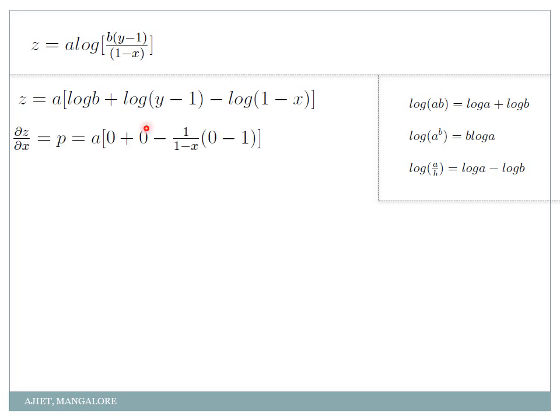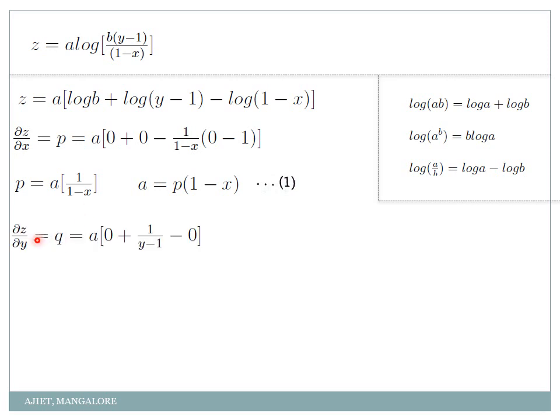First I will go for dou z by dou x, that is nothing but p. a is a constant which is multiplied here, I have kept as it is. Log b, there is no variable, so 0. Log of (y minus 1), there is no x here, so 0. Minus, differentiation of log x is 1 by x, so 1 by (1 minus x), and differentiation of 1 minus x is 0 minus 1. Now p is equal to a into 1 by (1 minus x), or I'll solve for a: a is equal to p into (1 minus x).